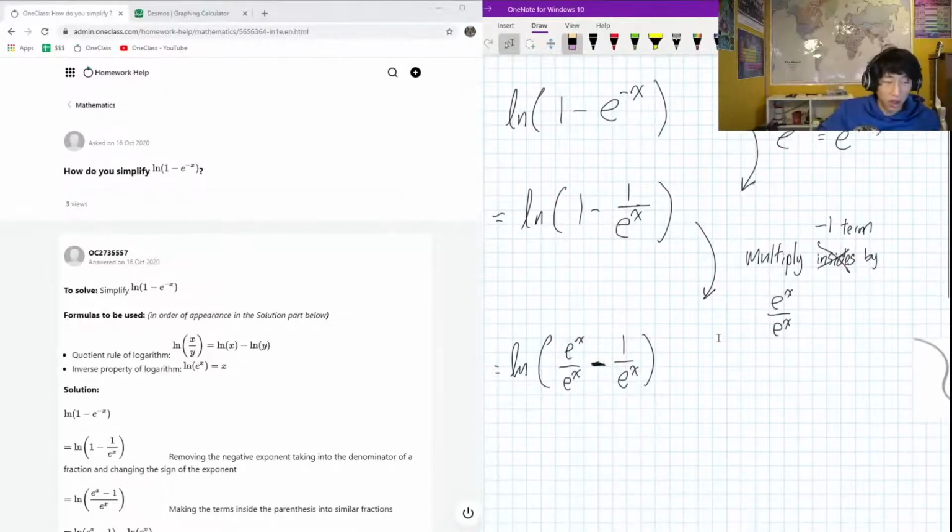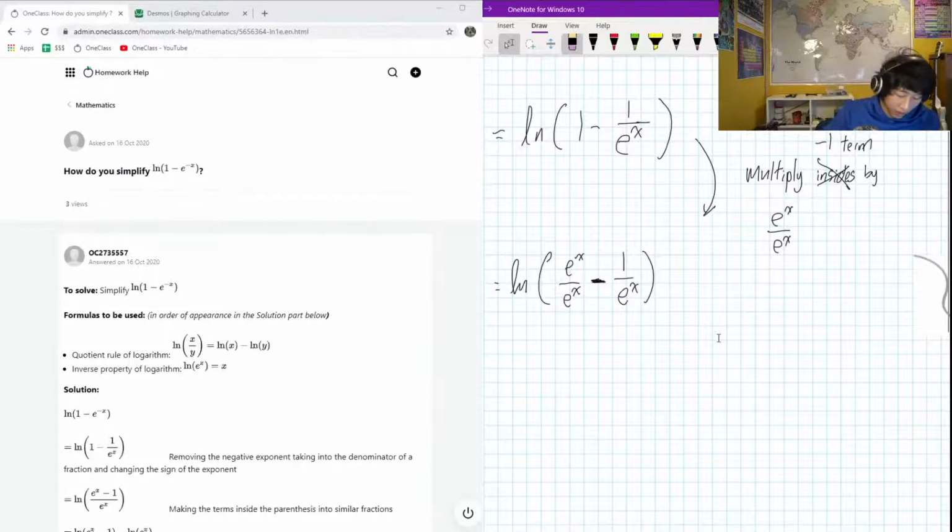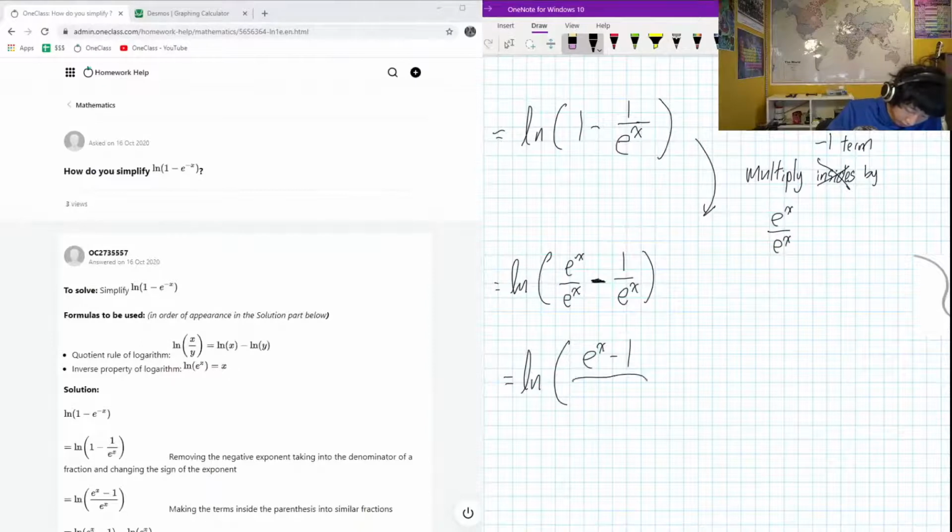And the next thing that we want to do is, well, we can see from the top here that we can make these so that they have a common denominator. Well, they do have a common denominator, so we can write them as such: minus 1 over e to the x.